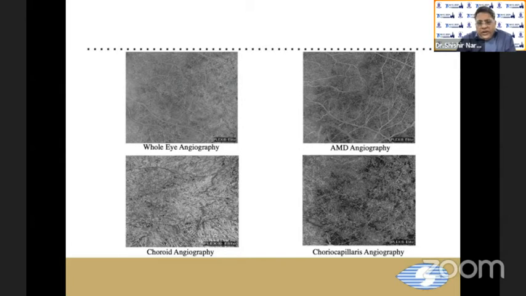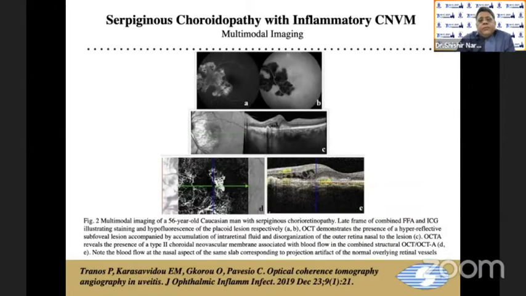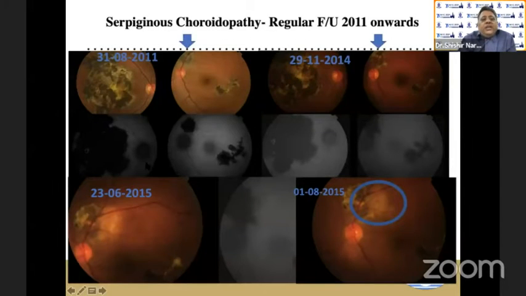Probably it is not helpful in diagnosis as much as it is in the management of these cases. And this is here a case where there is a large serpiginous patch over here, and there is a CNVM that has developed at the edge. I would like to share one very interesting case that I have been following up for 1 decade now.